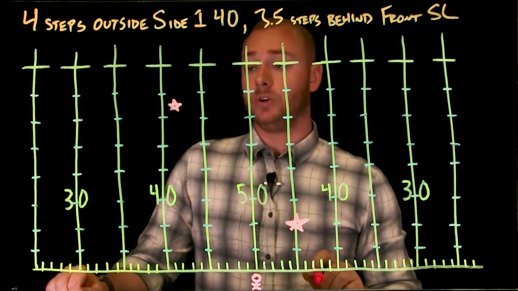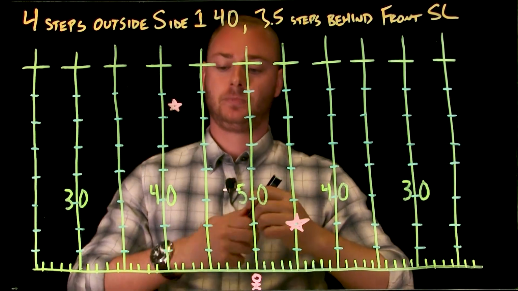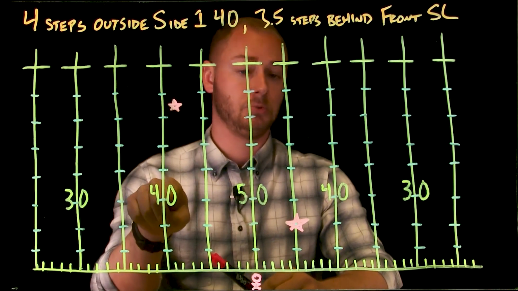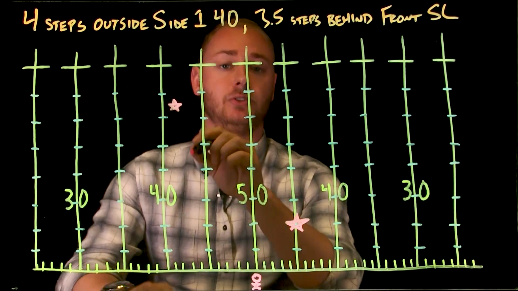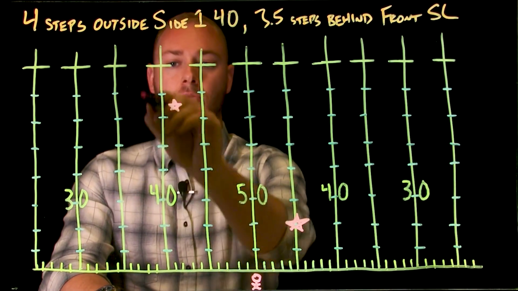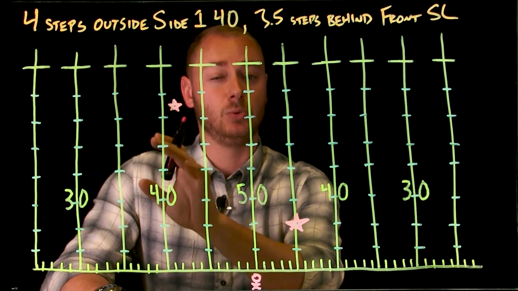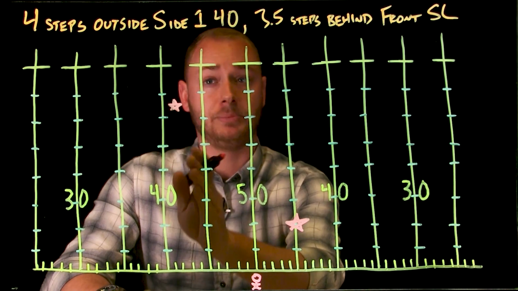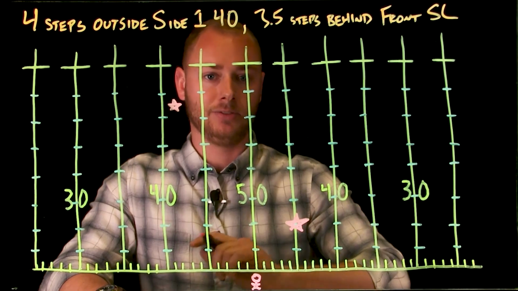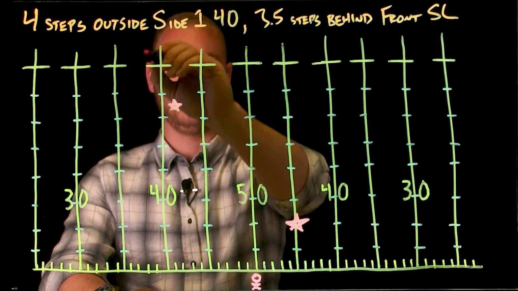So breaking it up into x and y coordinates once again, our x coordinate says we're 4 steps outside the side 140. So the side 140 we know is on this side of the screen, and it's the one with the big 40 on it. 4 steps outside, meaning away from the 50. So 4 steps away from that 40 is going to be right here. We also know that 4 steps should be right in between yard lines. So not only are you 4 steps outside the side 140, you're also 4 steps inside the side 135. That's really the same thing. So we know we're going to be on this plane right in between the 35 and the 40.